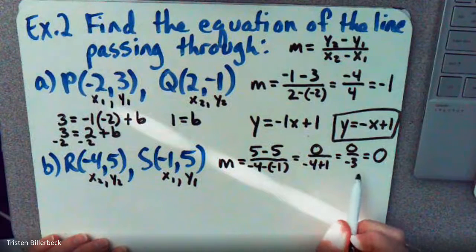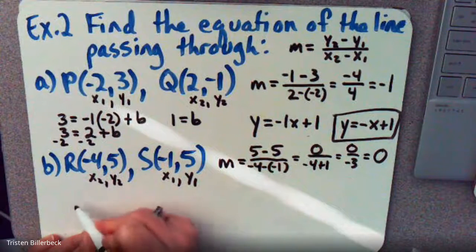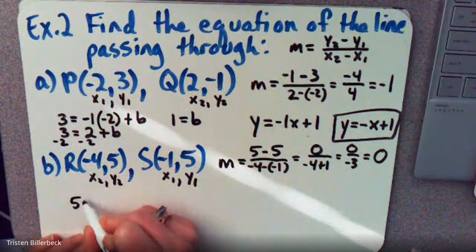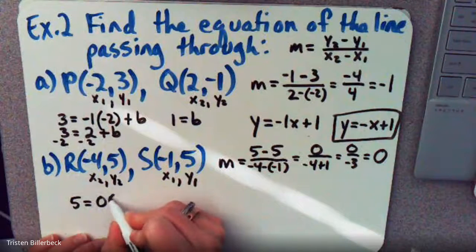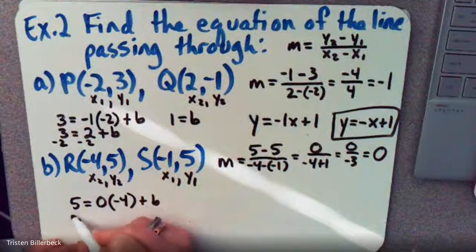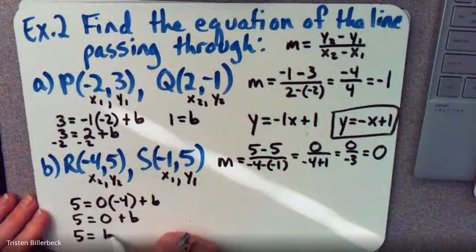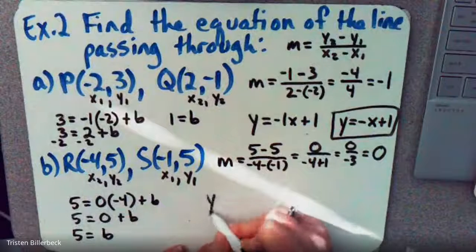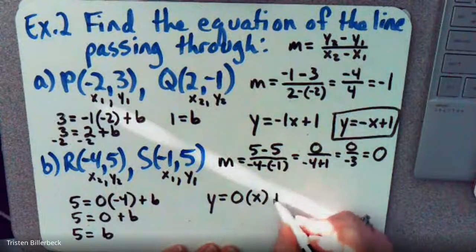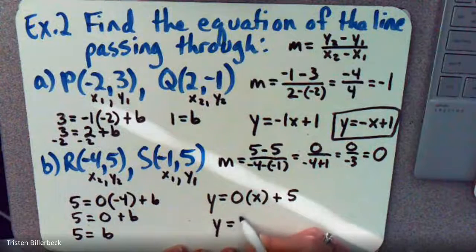So when we do that, we can choose one of these points. Either one will do. So let's choose this point. So we have the y is 5 equals 0 for the slope times -4 plus b. So that's 5 equals 0 plus b. So we have 5 equals b. So when we put the equation together, we have y equals 0 times x plus 5. But 0 times x is 0, so we have y equals 5.